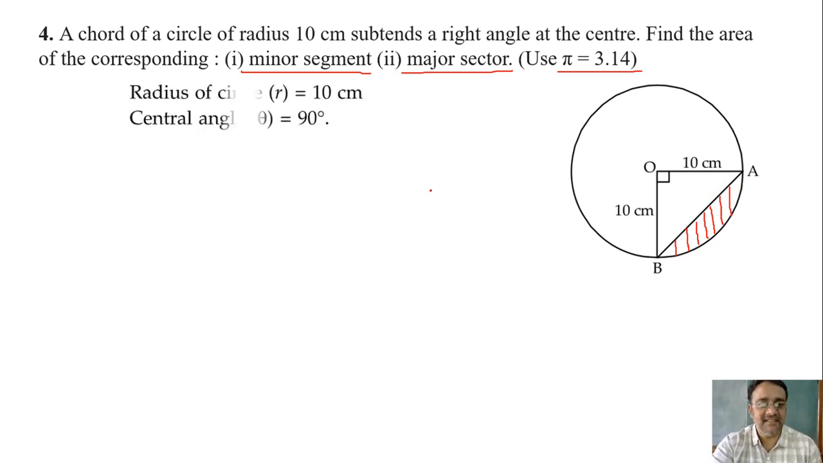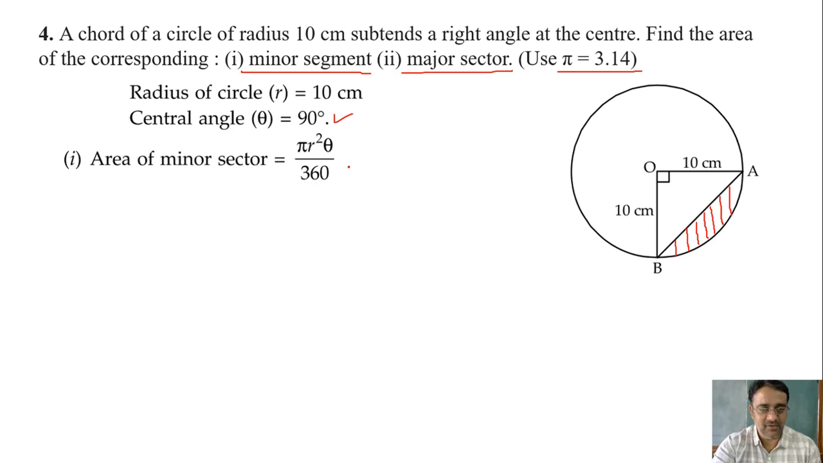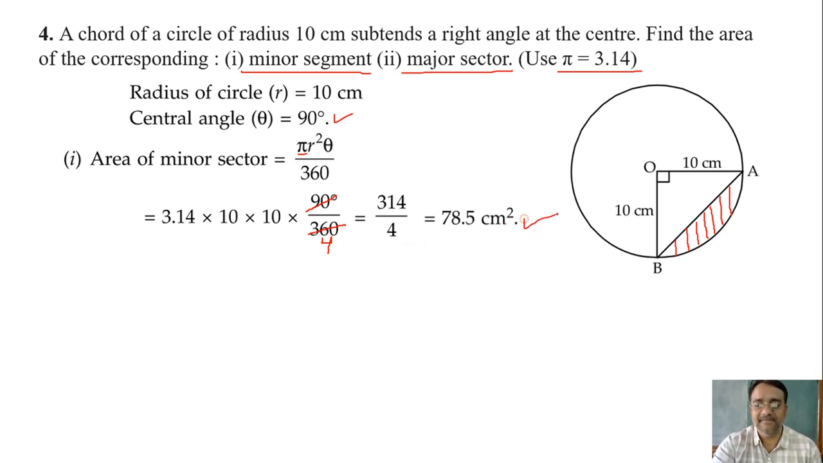So radius is 10 centimeter and theta is 90 degree, and area of minor sector is theta upon 360 into pi r square. So we'll substitute the value of pi 3.14, radius 10 centimeter and theta is 90. Okay, so we can cancel this whole thing by 4, and we'll get 314 by 4. So that is 78.5 centimeter square.